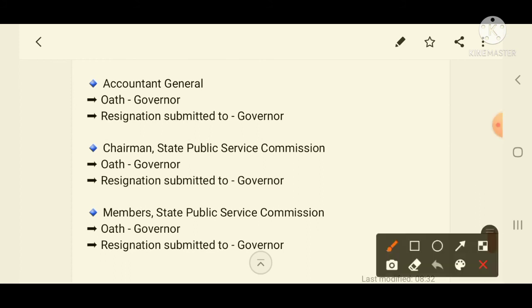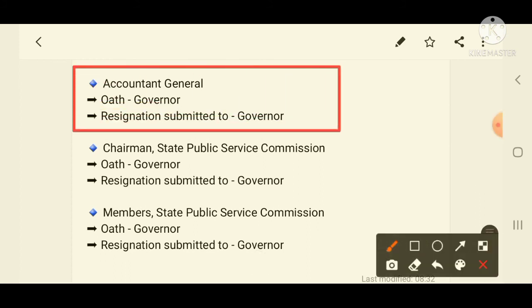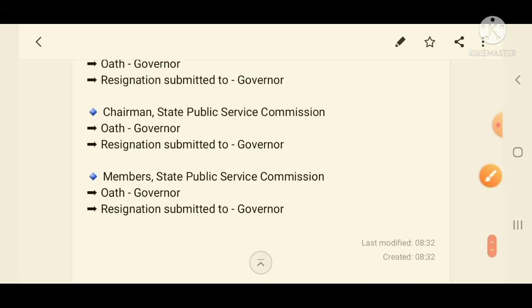Next post in line is Accountant General. Accountant General is given oath to office by the Governor of the particular state and again if he wants to resign, then he has to submit his resignation letter to the Governor of the particular state. All of you have understood about this till now.